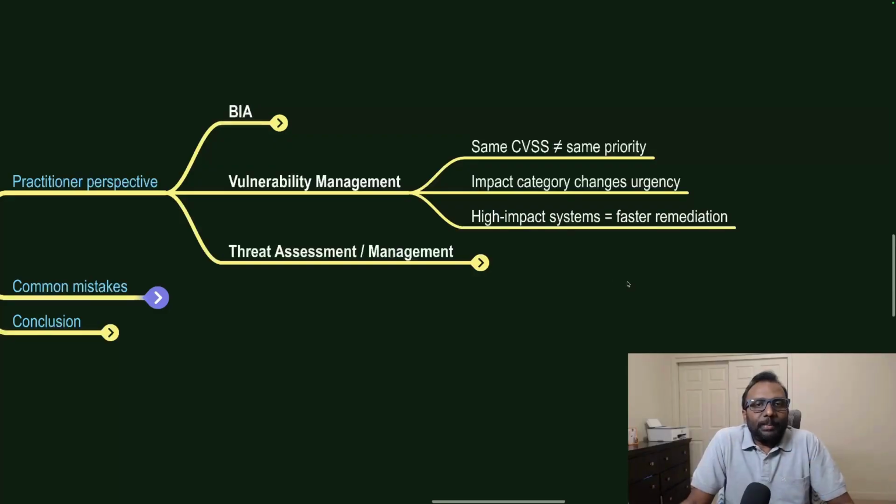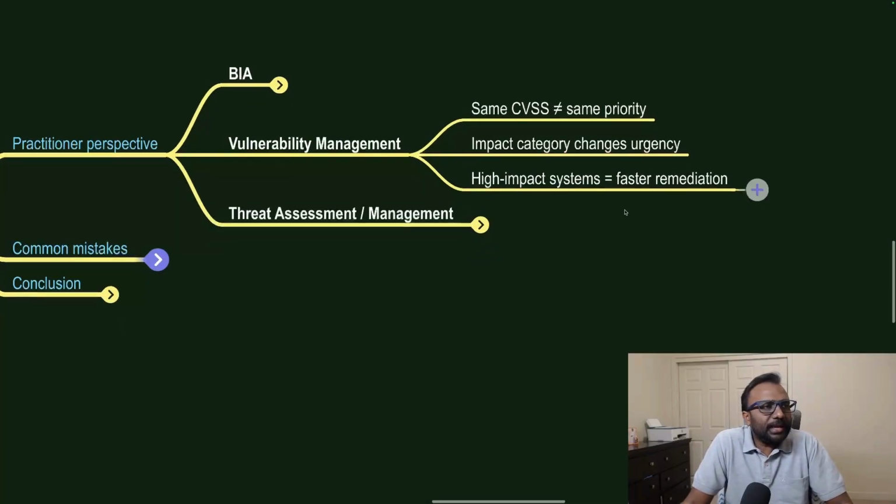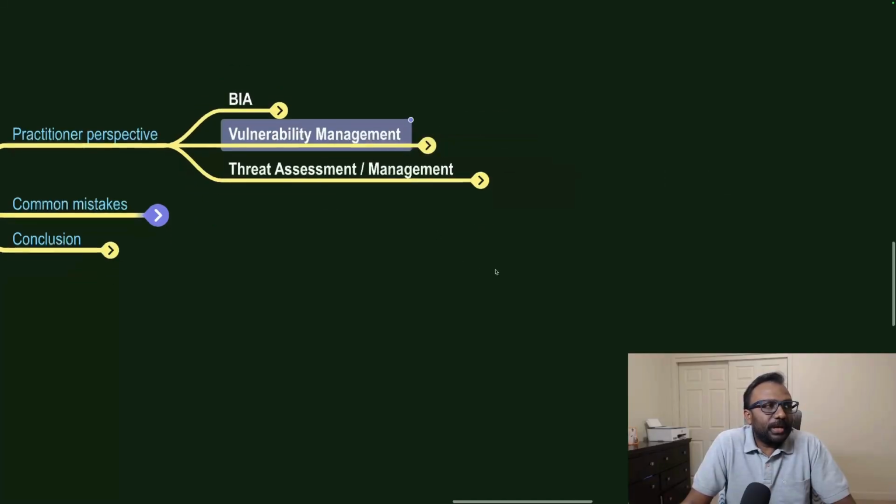Impact category changes will decide our impact and priority. If a system is very high impact, like a payroll or a patent related system, the impact is so high that we have to take the remediation much faster. That is where the categorization is going to help on the vulnerability management side.